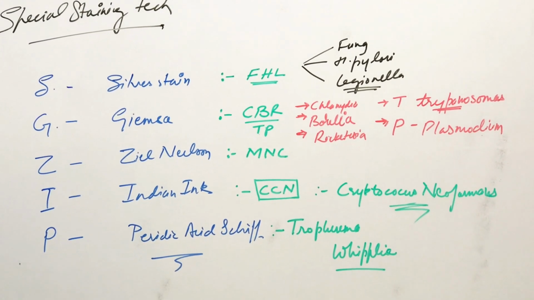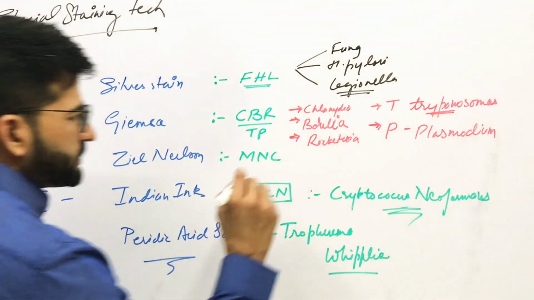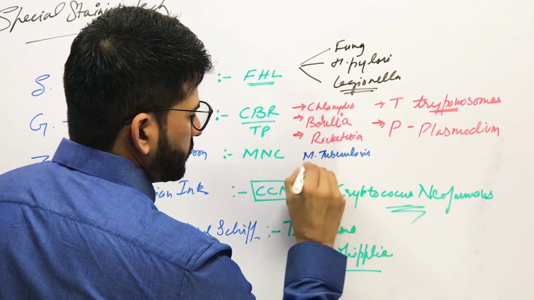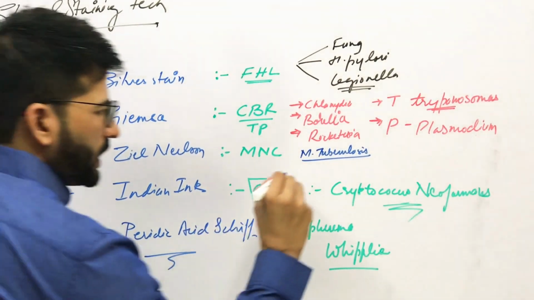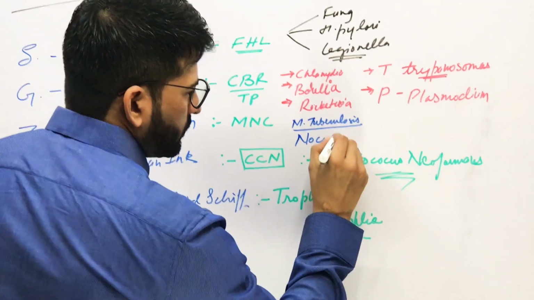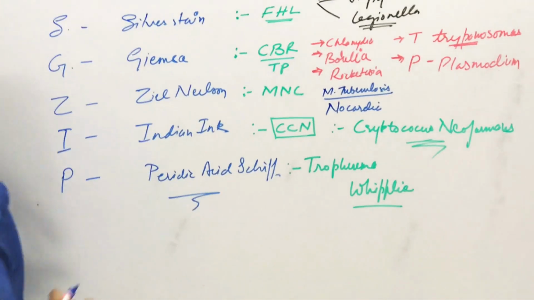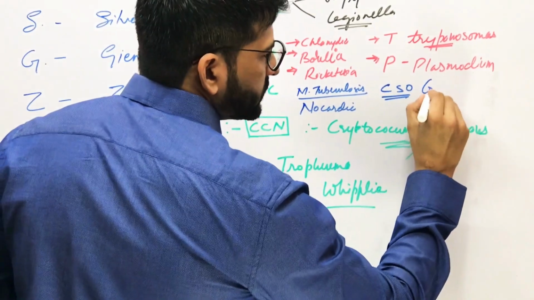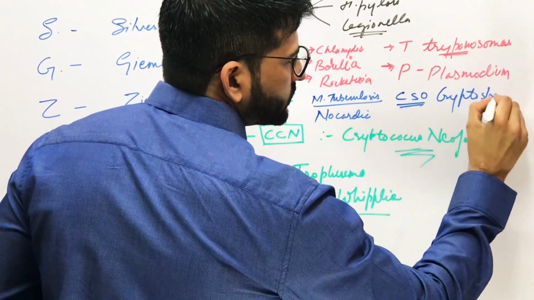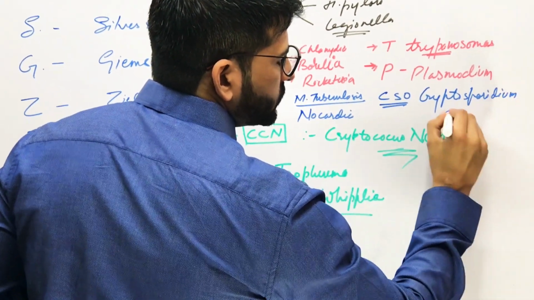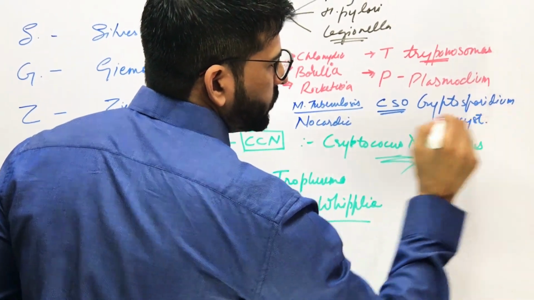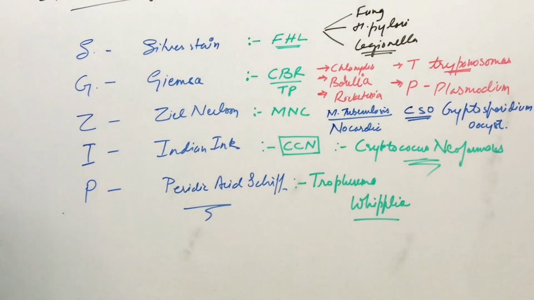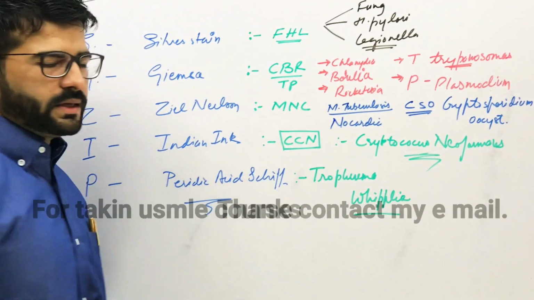Now Ziehl-Neelsen staining stains MNC, and MNC stands for Mycobacterium tuberculosis, N stands for Nocardia, and C stands for Cryptosporidium oocyst. Cryptosporidium oocyst is responsible for diarrhea in immunocompromised patients such as people suffering from HIV.